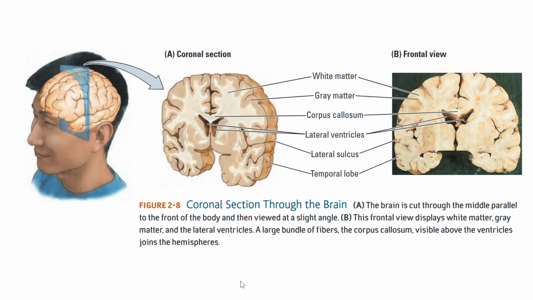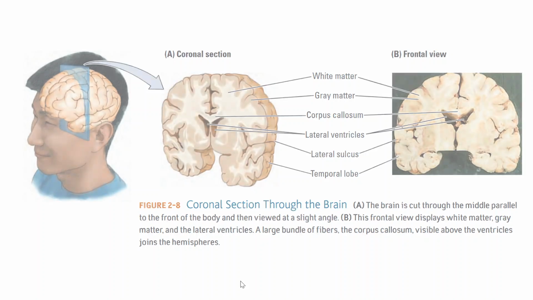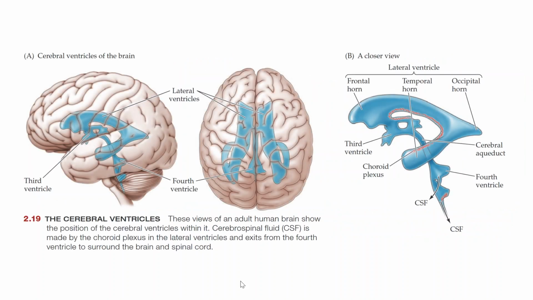And this was the ventricle I was talking about, the empty space between the two brain hemispheres. And there is white matter and gray matter, which are literally different concentrations of tissue in your brain. There are cerebral ventricles as well. So what do they do? They carry cerebrospinal fluid.